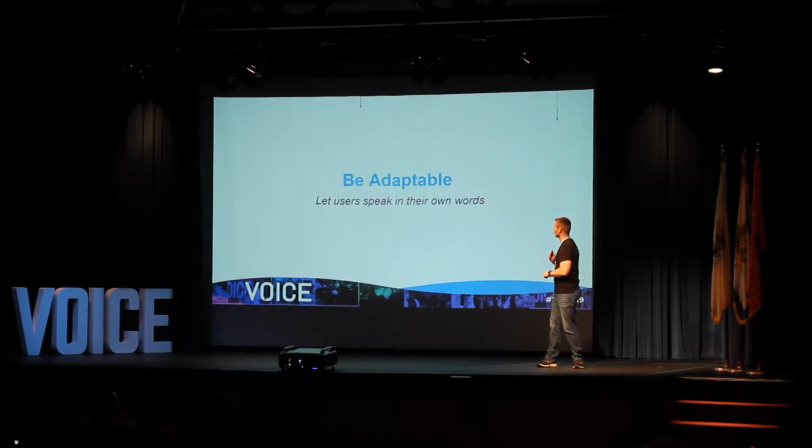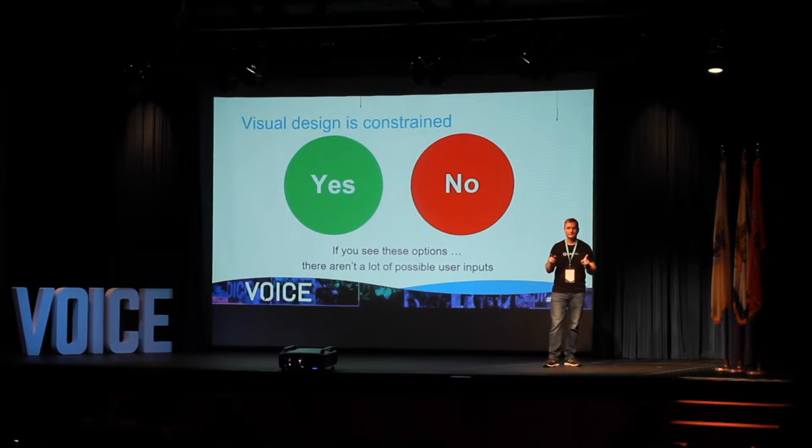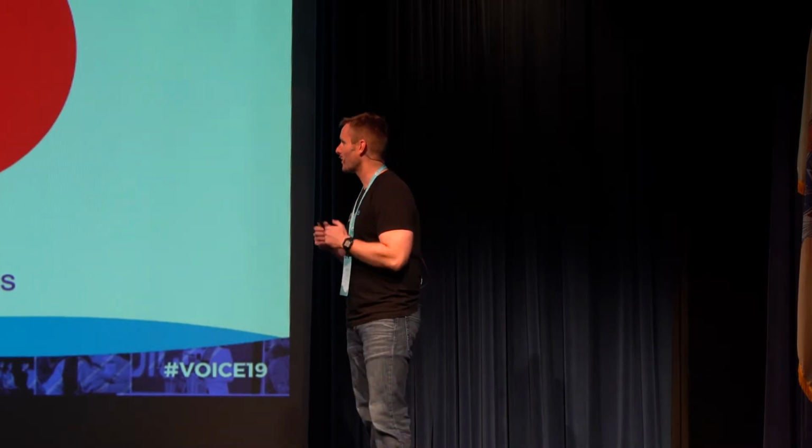So the first principle is that you need to be adaptable. In other words, you need to let users speak in their own words. Now, as I mentioned, in visual design, what users can do can be constrained. For something as simple as a yes or no, you can just give them a big green yes button, a big red no button, and if all you see are these options, there aren't a lot of possible user inputs.